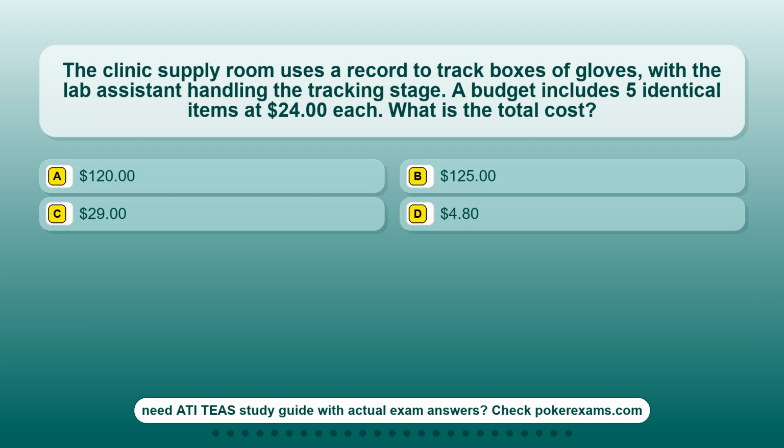Question 5. The clinic's supply room uses a record to track boxes of gloves, with the lab assistant handling the tracking stage. A budget includes 5 identical items at $24 each. What is the total cost?